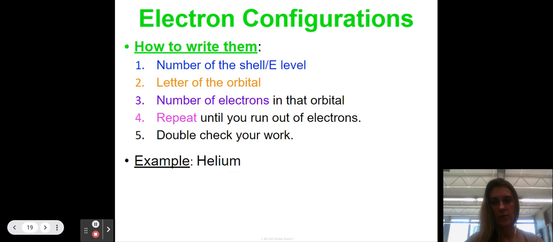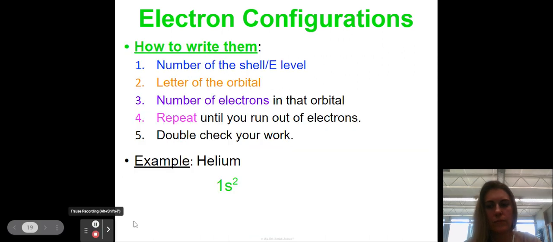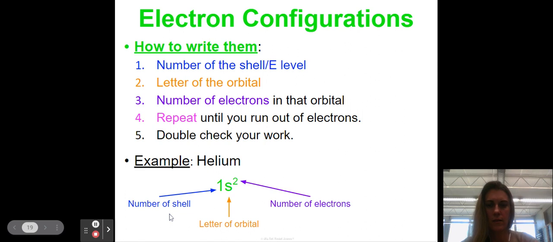All right, helium is right next to hydrogen. So for helium, you're in the 1s, but not at 1, but 1s2. Again, that's the anatomy of it.